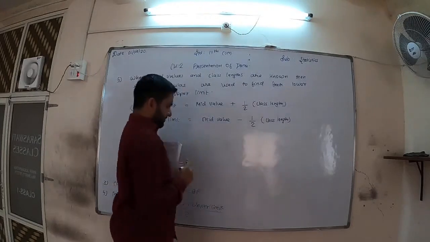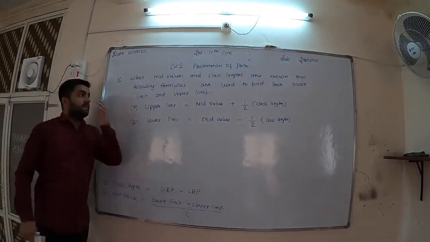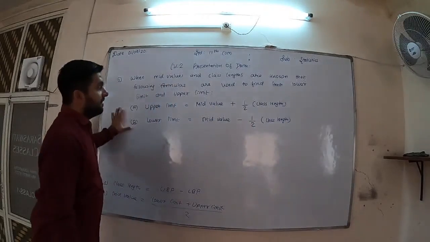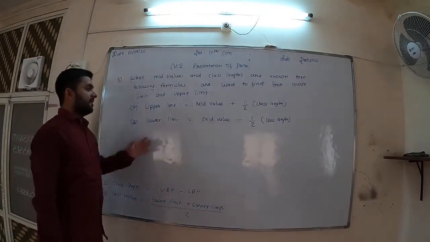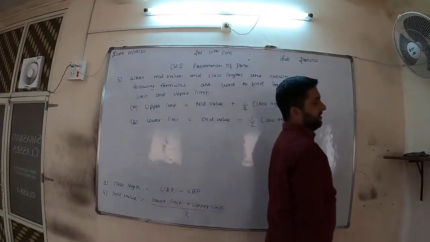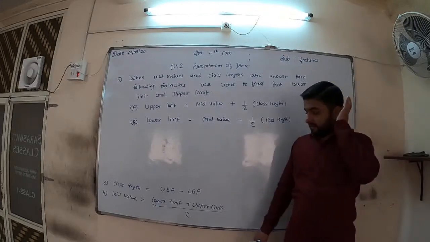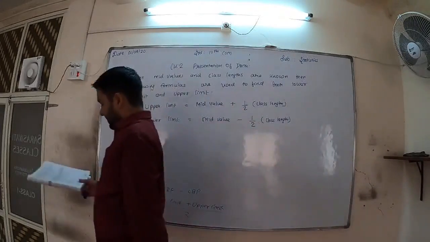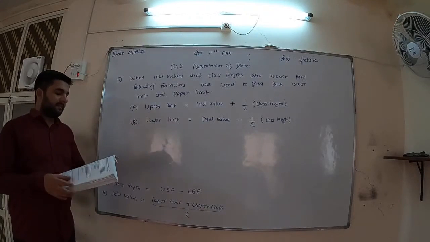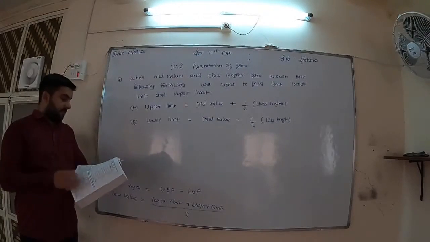Means there are sums in which mid values and class lengths are given, and what we need is to find the lower and upper limit. So the upper limit can be found by adding half the class length to the mid value, and by subtracting, we can find the lower limit. So you may write these formulas also. So these are all the basic things we already know, nothing new.